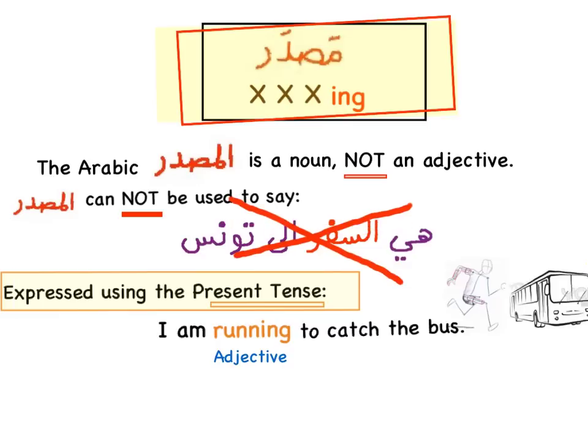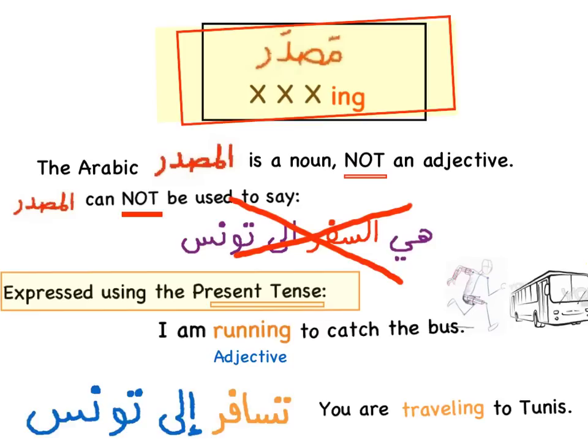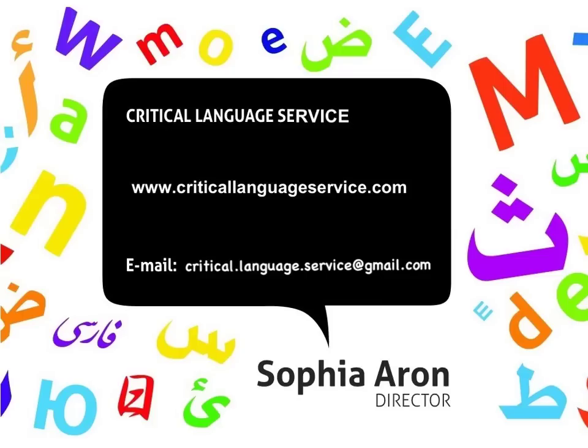It's not interchangeable. We previously saw the sentence, I am running to catch the bus, and in this sentence we said that running expresses an ongoing action. So if I want to rewrite the wrong هي السفر إلى تونس, if I want to substitute السفر with a word that gives a feeling of an ongoing action, I would say هي تسافر إلى تونس, or you can say أنت تسافر إلى تونس, you are traveling to Tunis.